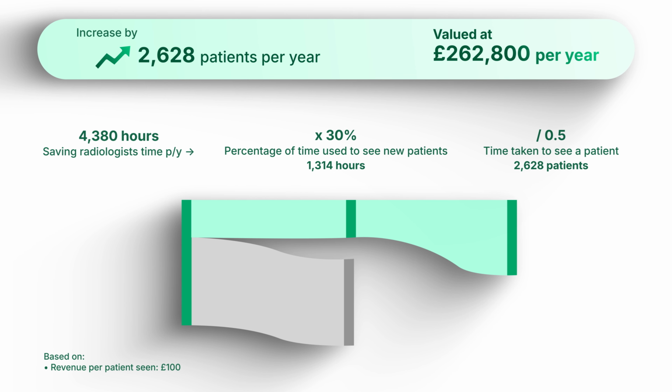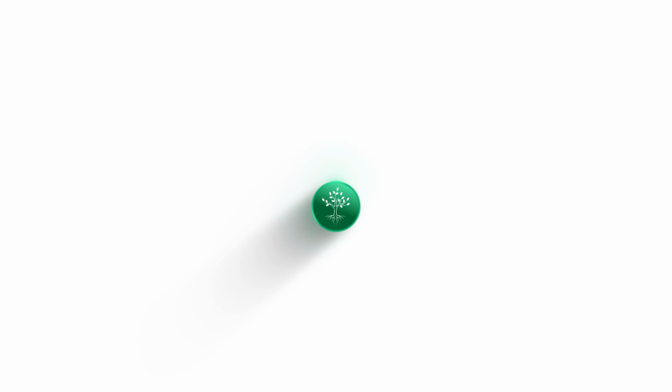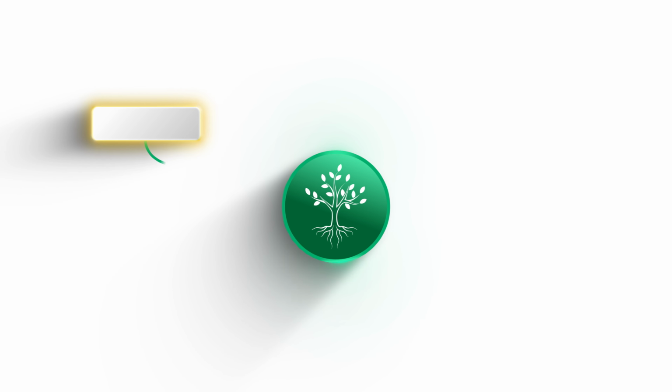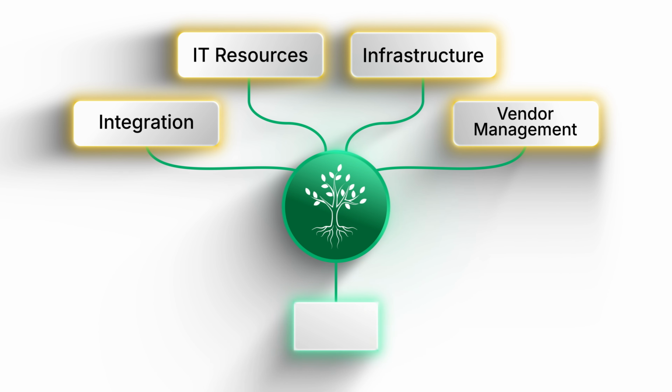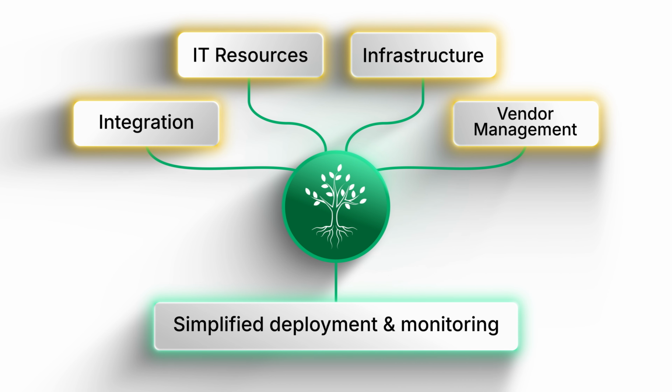The fifth benefit relates to deployment costs. Implementing AI can involve integration, IT resources, infrastructure, and vendor management. A good business case shows how using a managed platform like Newton's Tree reduces many of these overheads by simplifying deployment and ongoing monitoring. Altogether, these elements form the core of your value calculation.